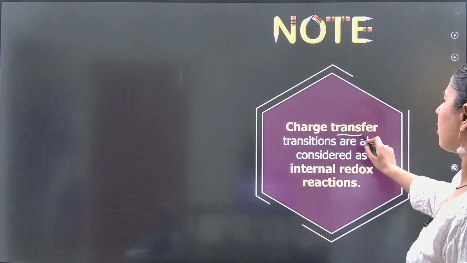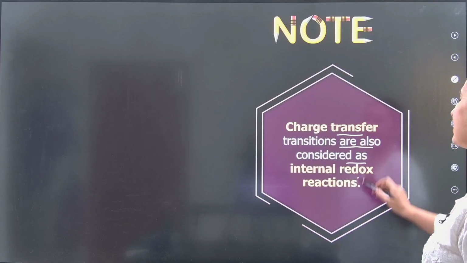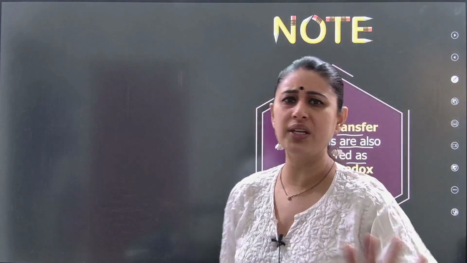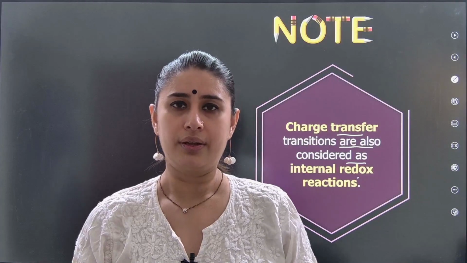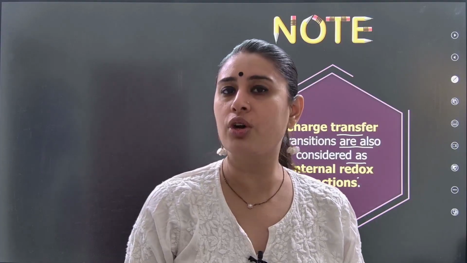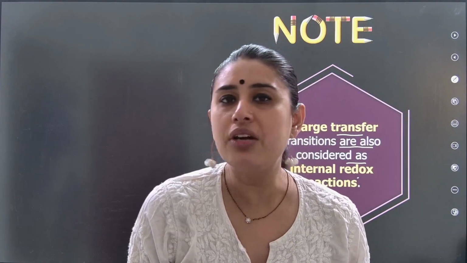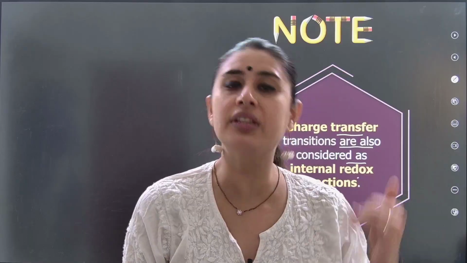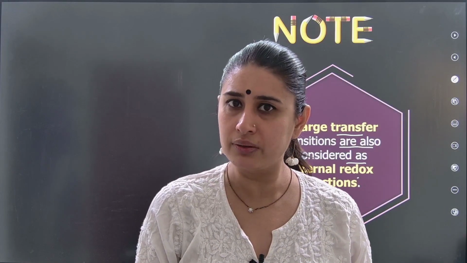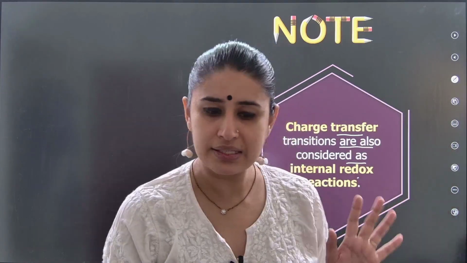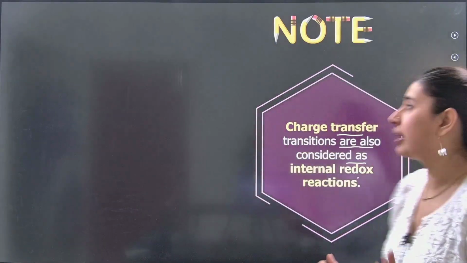So charge transfer transitions are also considered as internal redox. So this transfer is nothing but a redox. There are some electrons which are going. Loss and gain of electrons is what redox is. So the charge transfer is nothing but the redox reactions which are happening within. Sometimes you borrow money from your own brother. That kind of a transfer is what we are talking about. That's it. There is this borrowing which is taking place.